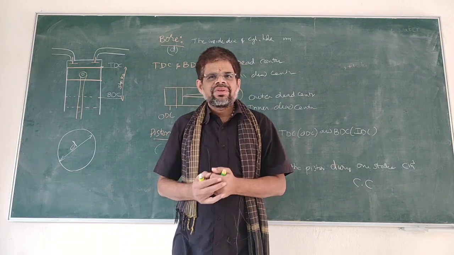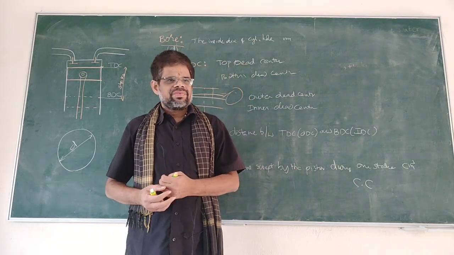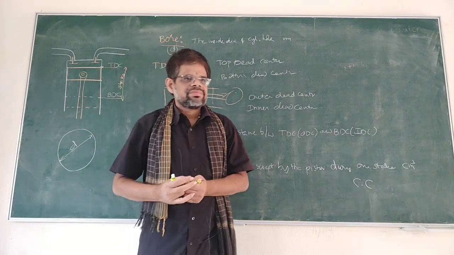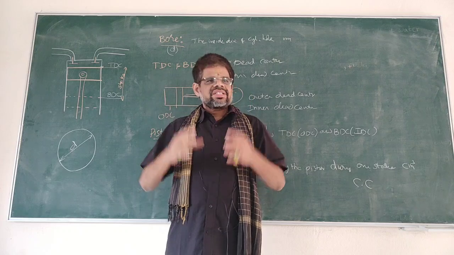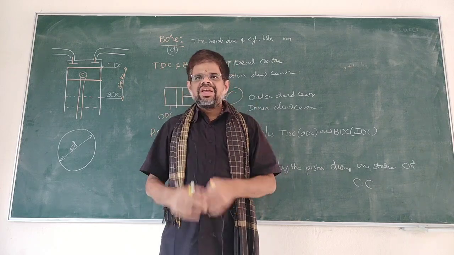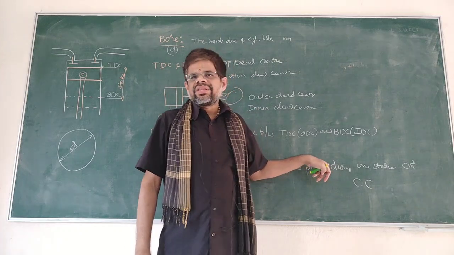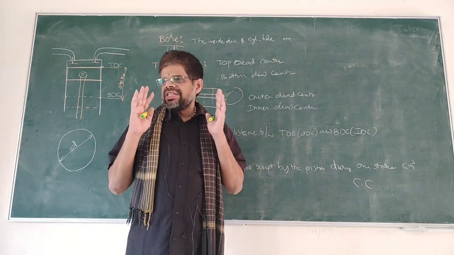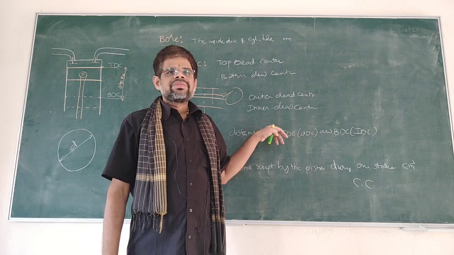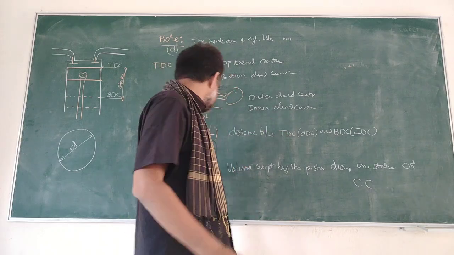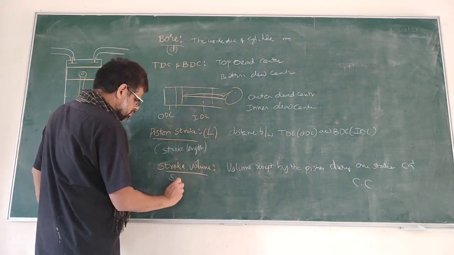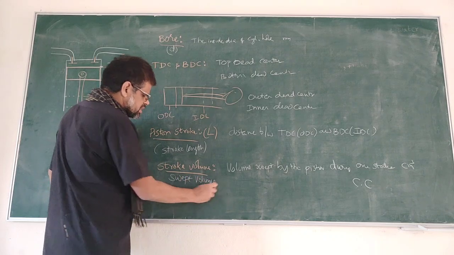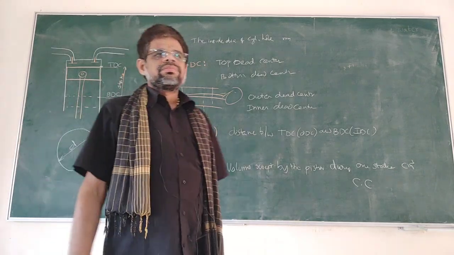So which is more powerful? 150 is more powerful. Why? Because the piston movement is somewhat larger. So the power produced by the exhaust gases is higher. So that's why a 150 cc bike is more powerful than a 100 cc bike. Now is it clear what is meant by cc? It is the stroke volume. It is also called swept volume. Stroke volume or swept volume, both are the same. Is it clear?